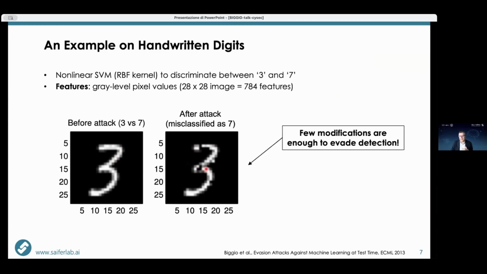And this was already kind of evidence that to evade a model, you really don't need to mimic the target class. We don't need to change the original 3 to look like a 7, but it's enough to change it a little bit to be different enough from the other training instances of 3.